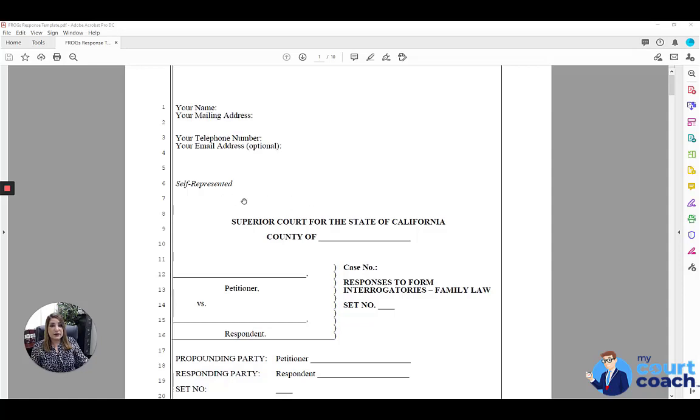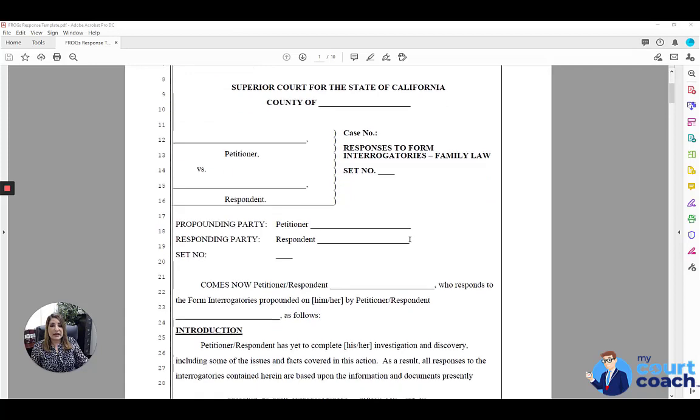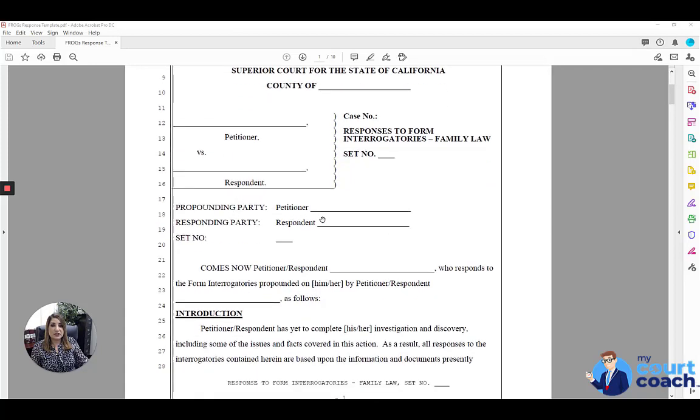So you want to start off with your case caption. You have to create your own case caption. But that's going to include your name, your contact information at the top. And then below that, we're going to list the court that is hearing this matter, and then the name of the parties, the title of the document. Below that, I'd just like to include a little statement that shows who is responding to the discovery and who propounded it, propounding meaning issued.